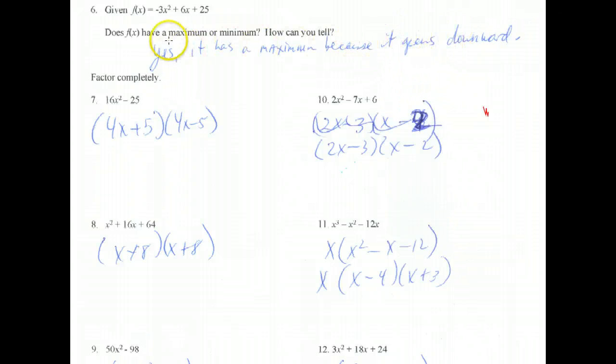Anyway, number 6 up here, it says, does f of x have a maximum or a minimum? Because there's a negative in front of the leading term, it's going to have a maximum because it's facing down. That's what this word is, by the way: opens downward. So if it opens downward, that means there's a high point. I'll draw it briefly. This has to be the high point, so therefore it has to be a maximum.